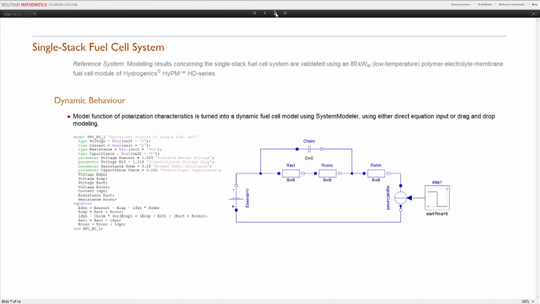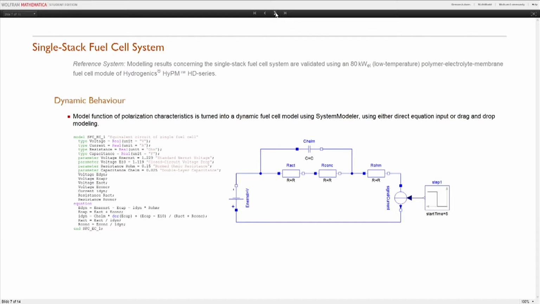You can either use the text mode and just put in equations, set parameters, which you can take from textbooks or the literature, or you can even directly draw an equivalent circuit, because all of these components are really available within the Modelica standard library, and so in System Modeler.